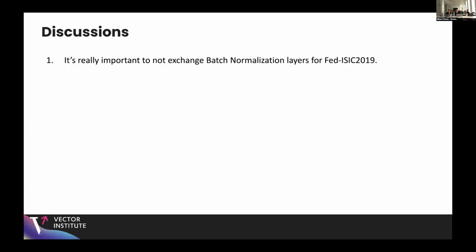Okay, so I want to discuss a few points about these experiments. The first is that it's very important to not exchange batch normalization layers for Fed-ISAC 2019. But I think in general, it's also an important practice, especially where your data is very heterogeneous across different clients. It doesn't really make sense to aggregate batch normalization layers, which keep track of statistics of your local data, if your data is very distinct across clients. But I don't think this is a practice that's widely adopted in FL as of now, although some researchers have pointed this out in their papers.